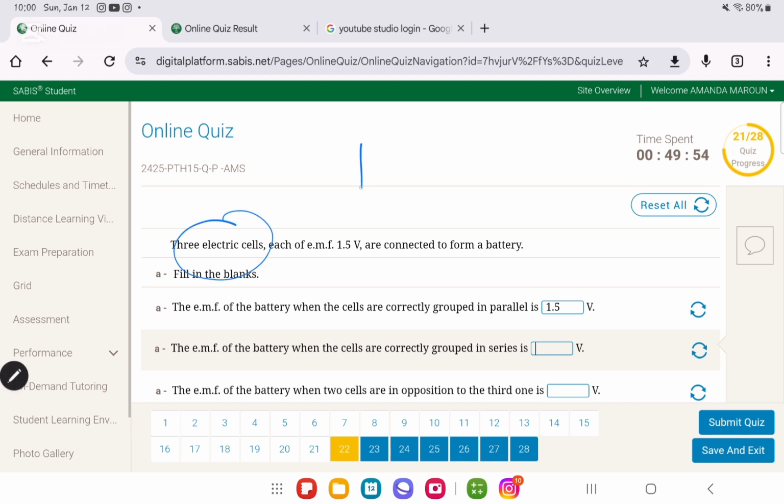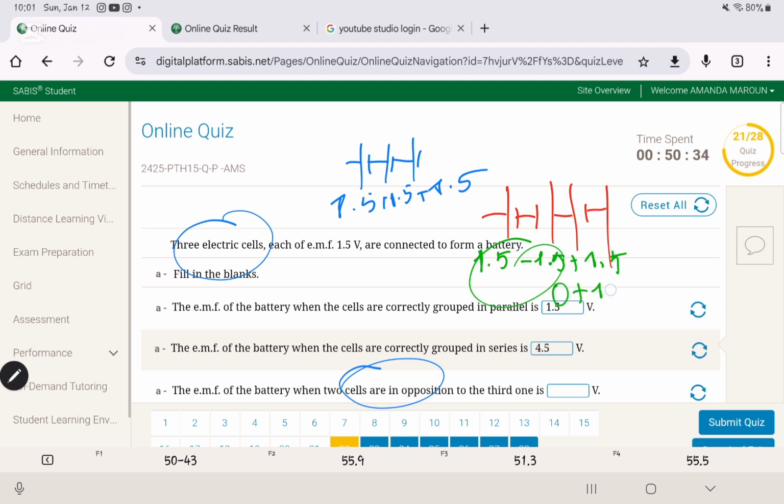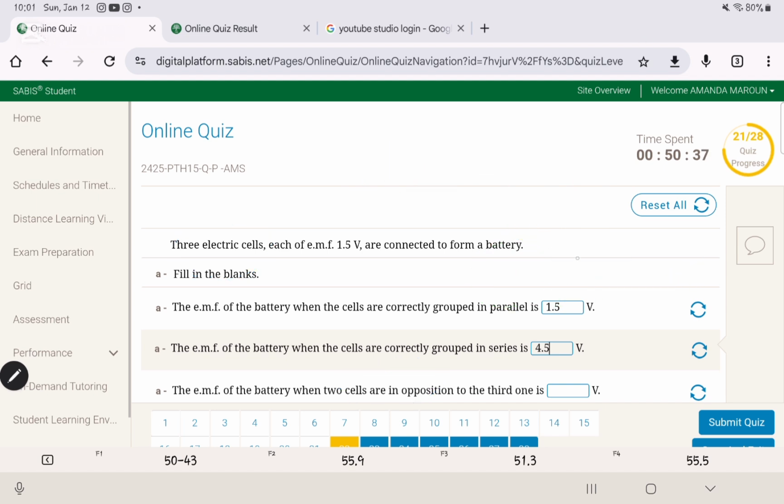So they are 3 cells, so it's 1, 2, 3. So 1.5 plus 1.5 plus 1.5, which is then 4.5. Now, 2 cells in opposition to the third one. So let us say this one, and then this one, and then finally we have this one over here. So this is 1.5, this is minus 1.5, and this is plus 1.5. This and this become 0, so 0 plus 1.5 will just give us an answer of 1.5.